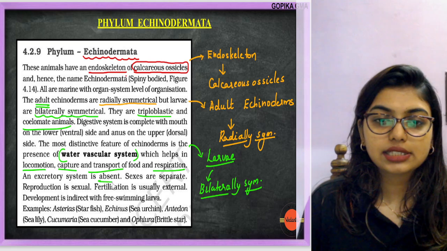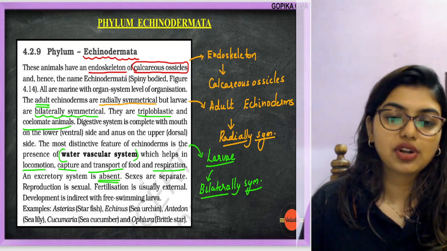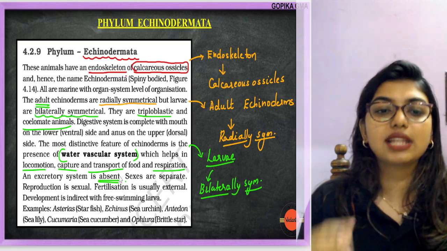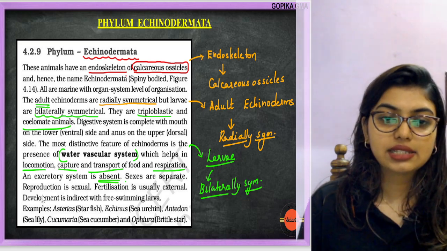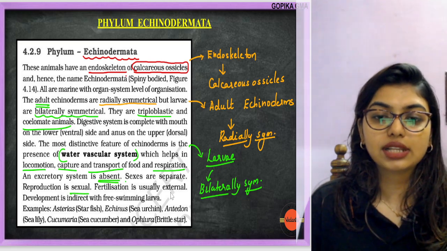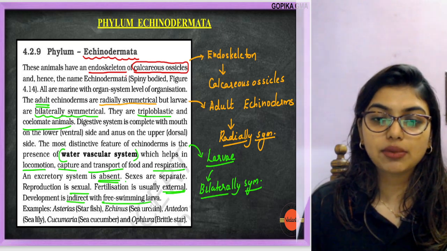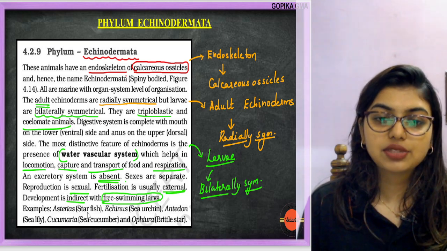And excretory system is absent. Okay, they do not have an excretory system, so the water canal system will be helping them slightly for excretion as well. Sexes are separate. Reproduction is sexual. Fertilization is usually external. Development is indirect with free swimming larvae.